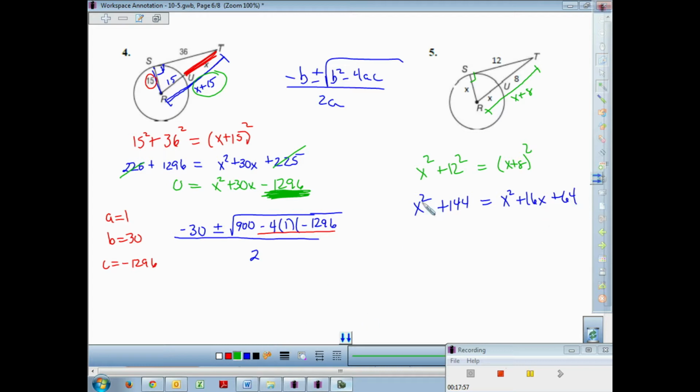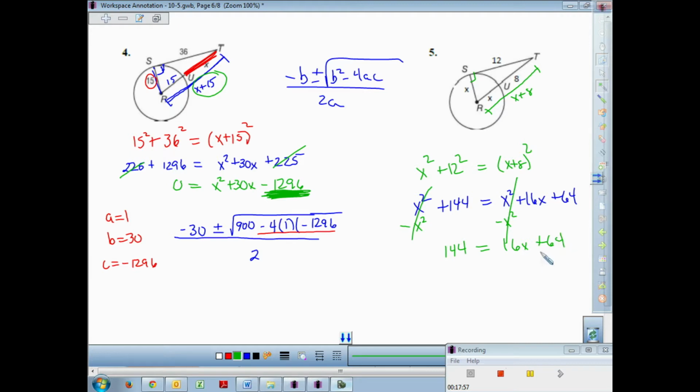This is a quadratic the way it looks, but don't we have an x squared, the same amount of x squareds on both sides of the equal sign right here? So a natural move is to say I'm going to subtract x squared from both sides, and when you do that, those will go away, and these will go away. So you're left with 144 equals 16x plus 64.